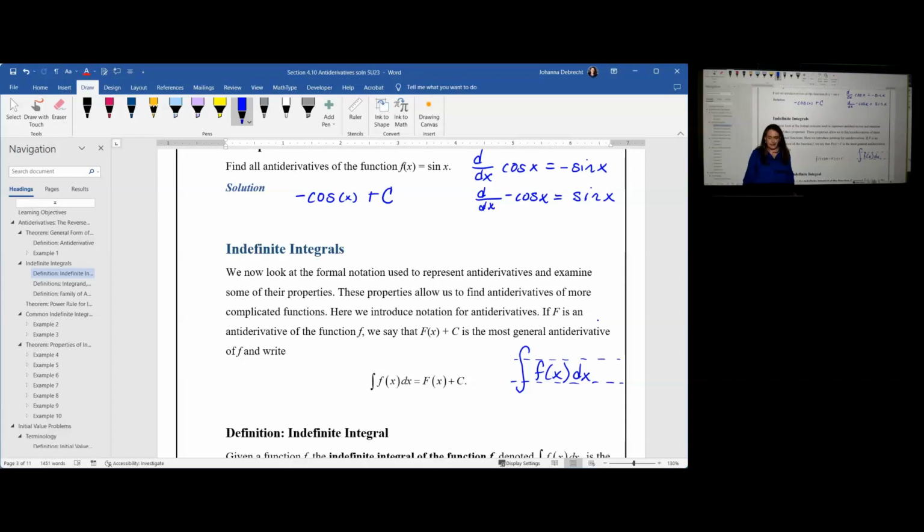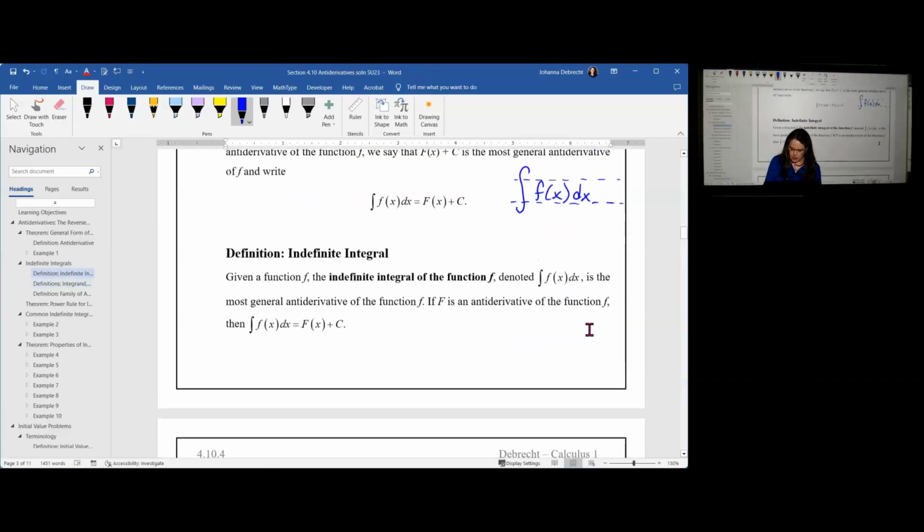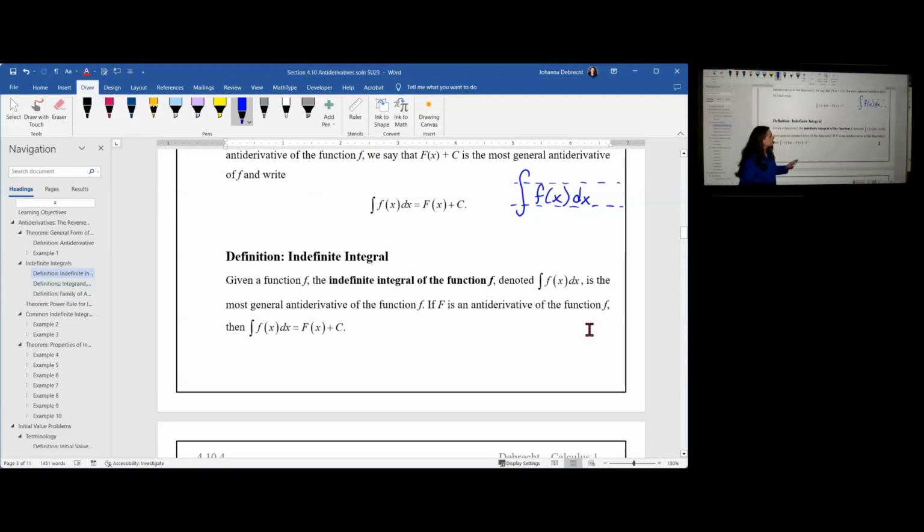Let's formally define this indefinite integral. Given a function f, the indefinite integral of the function is denoted with the integral symbol, followed by the function, the differential with the independent variable, and it results in the antiderivative function up to the constant plus c.